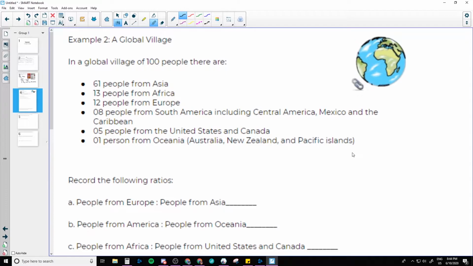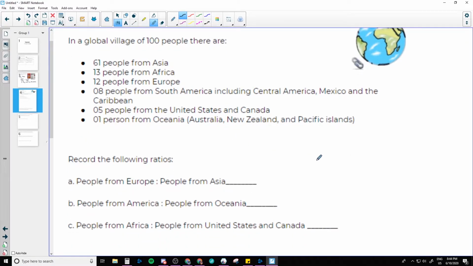So it's asking us to record the following ratios. Remember that ratios typically have the colon in between them. So it wants people from Europe first. So it's going to be 12. And people from Asia next, which is 61. And then we have to ask ourselves, okay, is there a common factor here? Well, 61 is a prime number, so no, it's going to be 12 to 61.